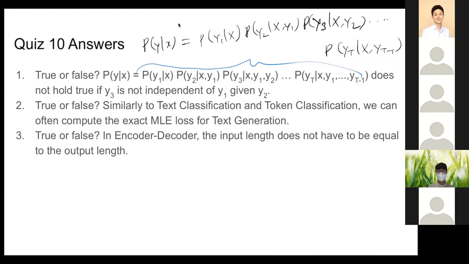So what I wanted to say is that this statement would have been true if this was the Markov assumption. And in this case, you're making such an assumption when your dependency is independent of everything that comes before, given the previous y. Okay, so this is false.